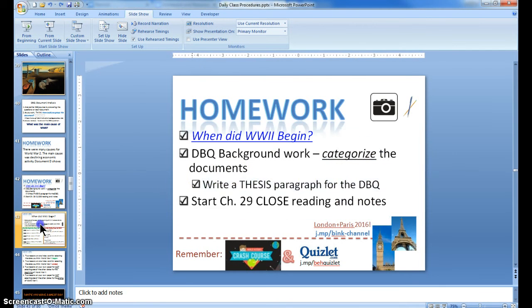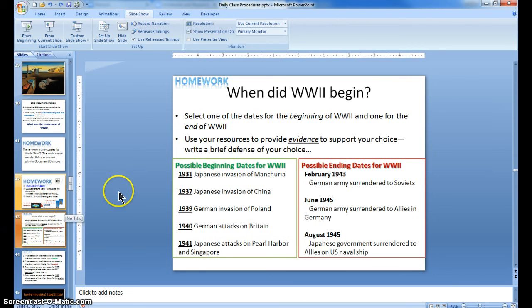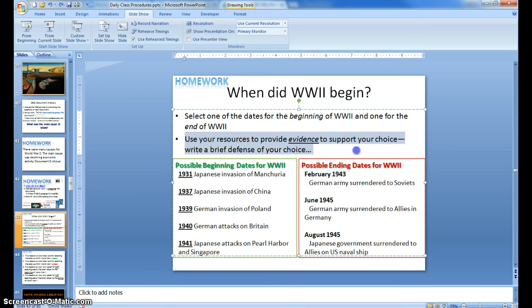That takes us then to the next part, which is when you have some note cards. Pick one of these dates. When do you think World War II, sorry, not World War I, World War II, when do you think it started? Did it start in this year, in this year, in this year, and so on? Pick one. Then use your resources to provide evidence.